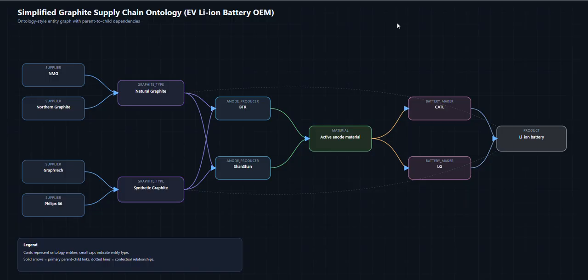So here you can see what could resemble a Vertex graph on Palantir Foundry, and it's essentially a very simplified version of an end-to-end graphite supply chain for an automotive OEM. So you go from the tier 3 suppliers in natural and synthetic graphite to the OEM putting it into their vehicles. So you have the tier 3, the tier 2, the tier 1, and then you have your battery.